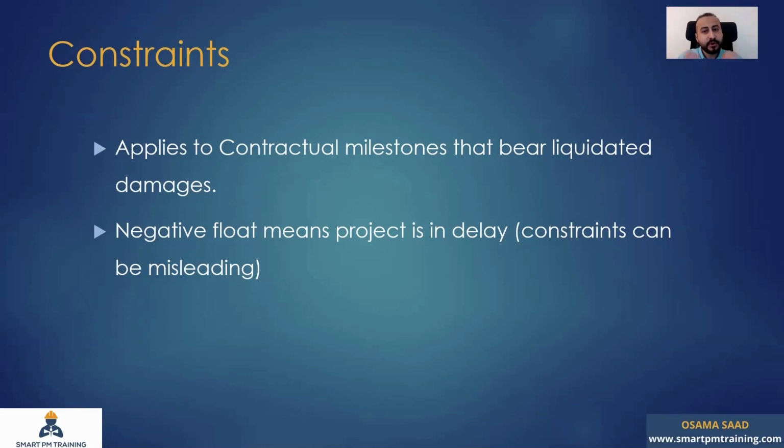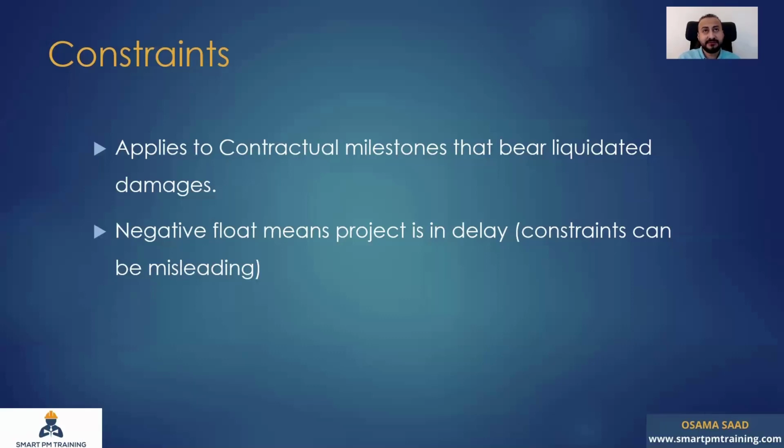It should be applied only to the milestones that bear liquidated damages, because constraints are associated with the negative float. The negative float means the project is in delay. Constraints can be misleading in this case. So if you have -10, it means the project is in delay by 10 days, okay? And there are liquidated damages or even extension of time. There has to be an action accordingly. So the constraint will determine the negative float.